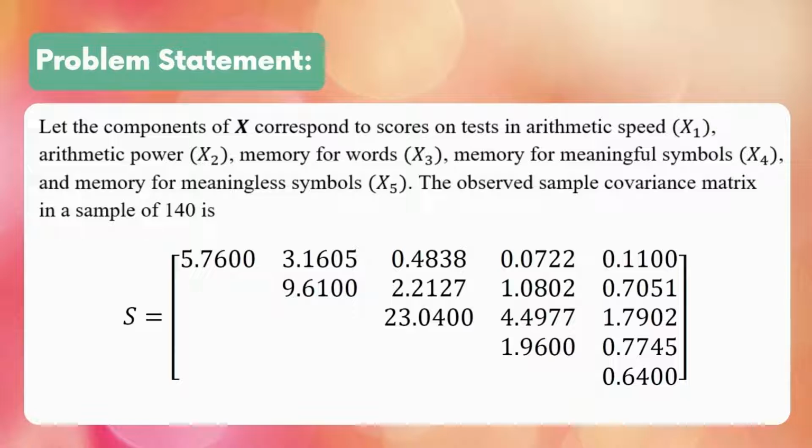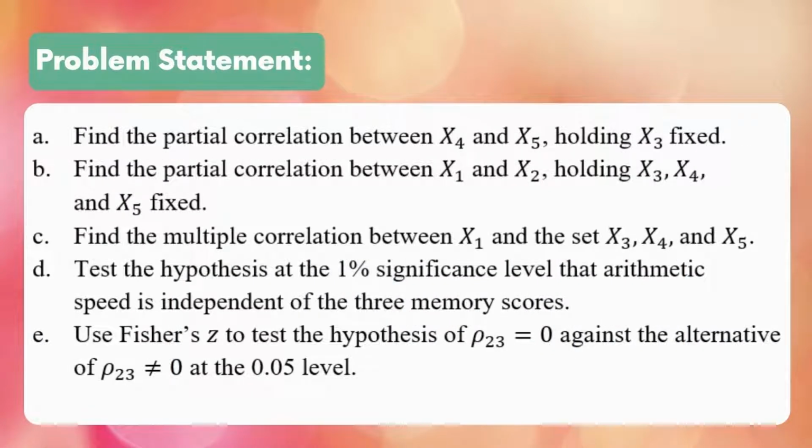The observed sample covariance matrix in a sample of 140 is as follows. For item 3A, we need to find the partial correlation between x4 and x5 holding x3 fixed. For item 3B, we need to find the partial correlation between x1 and x2 holding x3, x4, and x5 fixed. For item 3C, we need to find the multiple correlation between x1 and the set x3, x4, and x5.